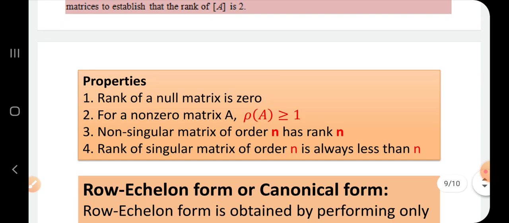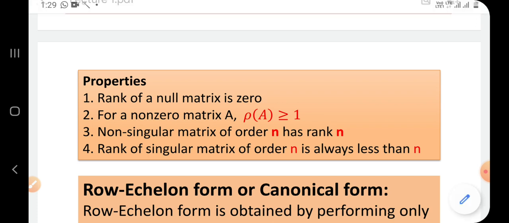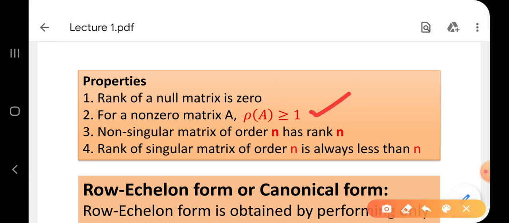Now write down some properties of rank. The rank of a null matrix is always 0, because a 0 matrix is there, rank is 0. Then for a non-zero matrix, rank is always greater than or equal to 1. For a non-singular matrix of order n, the rank is n. Meaning for a non-singular matrix of order 4, the rank is 4. And if a singular matrix is there, meaning the determinant of matrix A is 0, then the rank is less than n.